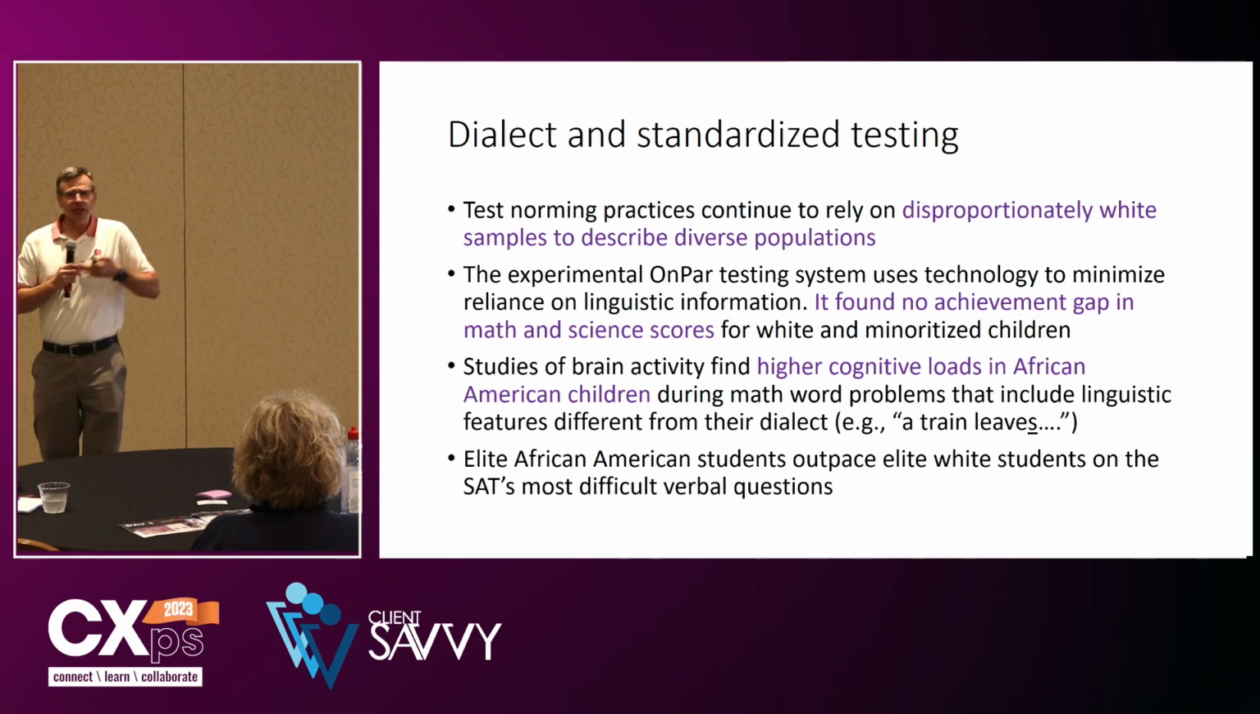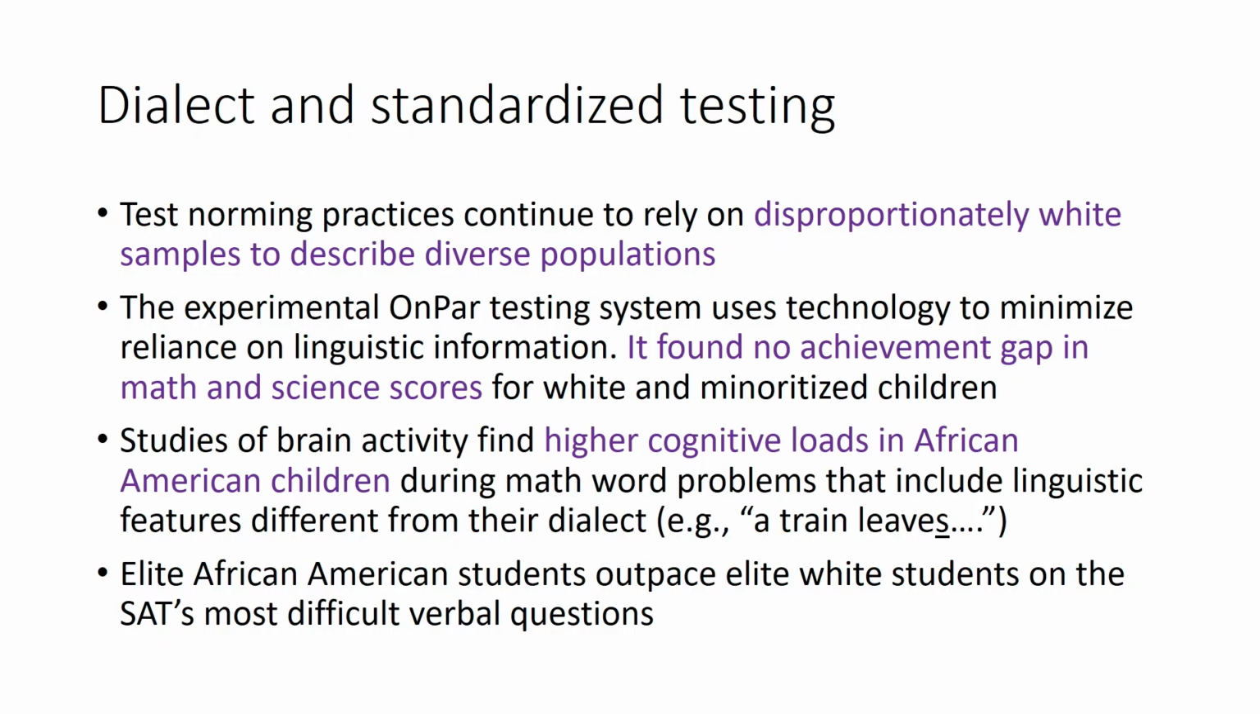So when we look at dialect and standardized testing, we see to this day that our test norming tends to be done on overwhelmingly white samples used to describe multicultural populations. If you're not sure what that means, it means we take a small group of white kids and we say, how'd you do on this test? And then we assume everybody in the population should pattern exactly like those white kids.